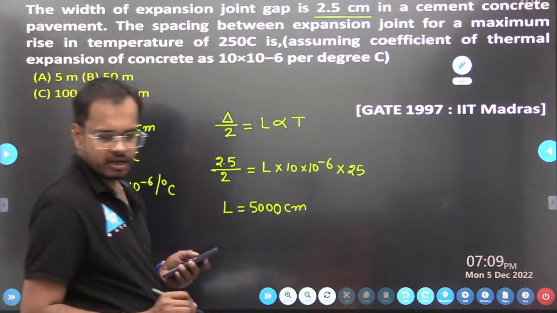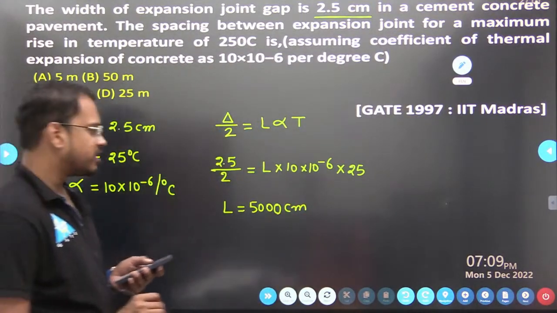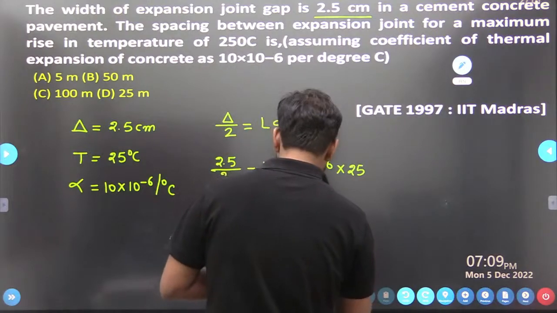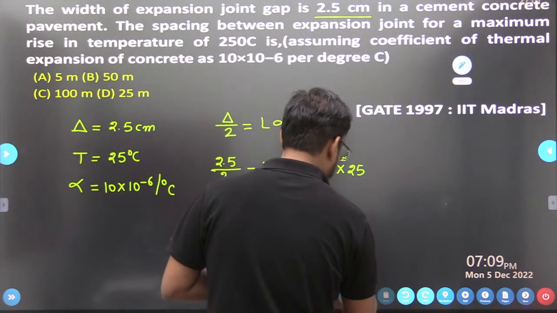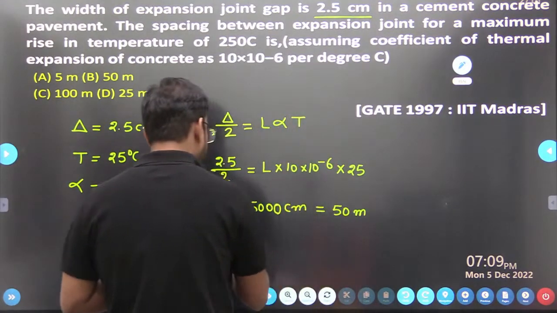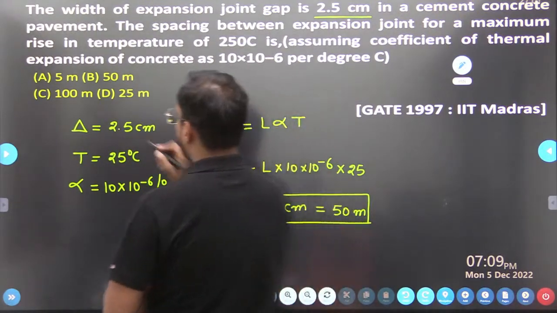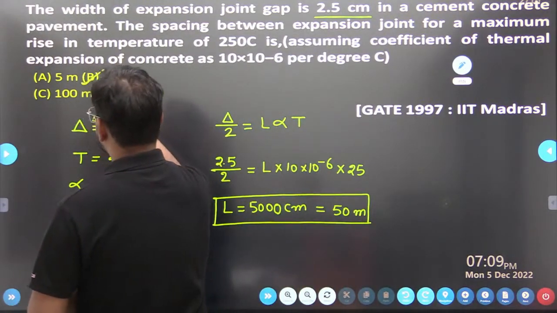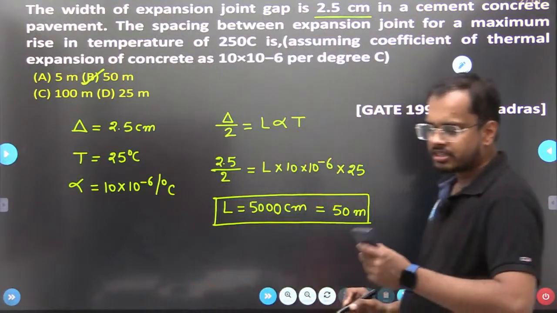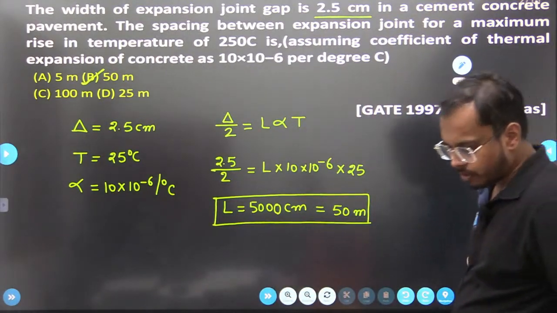We already know that 1 meter is equal to 100 centimeter. So now it is converting. So convert, that means dividing by 100. So it is equal to how much meter? So it is equal to 50 meter. Which option is correct? So I think option B is correct. Clear? So it is one of the easiest problems, my dear friend.